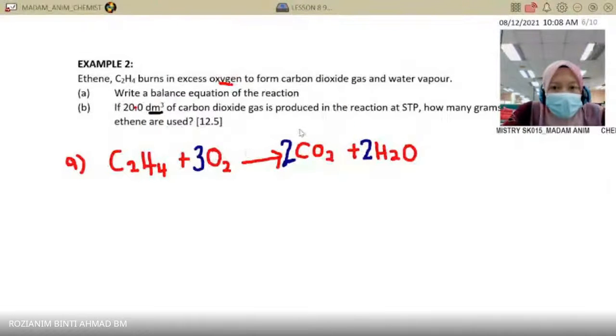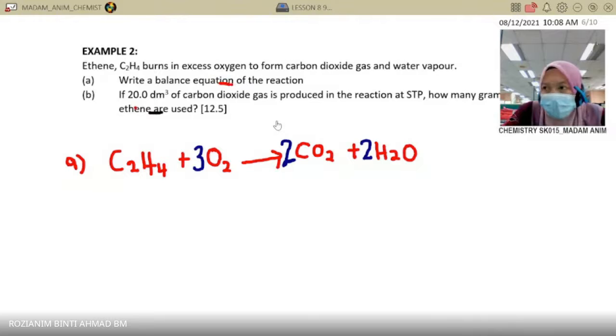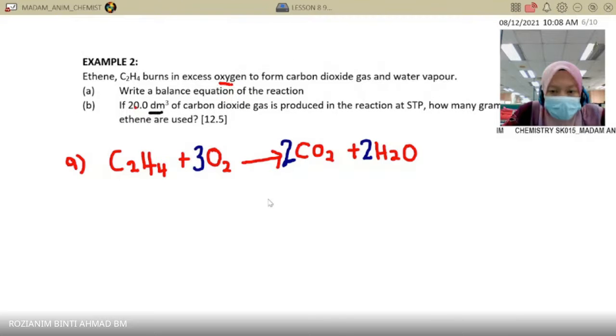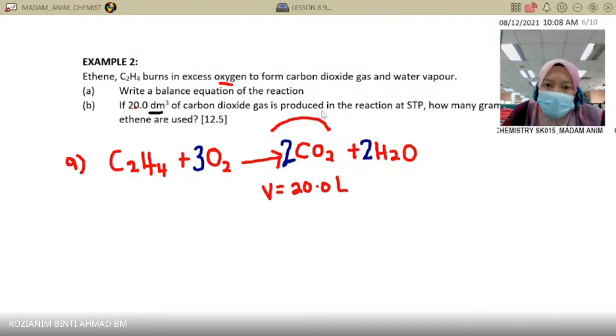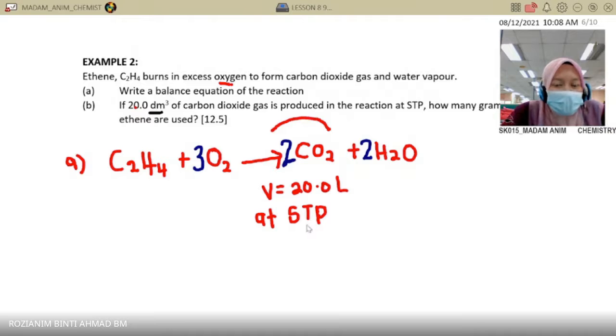They are given carbon dioxide, so I mark carbon dioxide here. They are given the data of carbon dioxide in liter, dm cube, meaning they give the volume. The volume is 20.0 liter. I directly write liter as dm cube. It is produced at STP, meaning this volume occurs at STP. The question is, what is the other data that you know at STP?